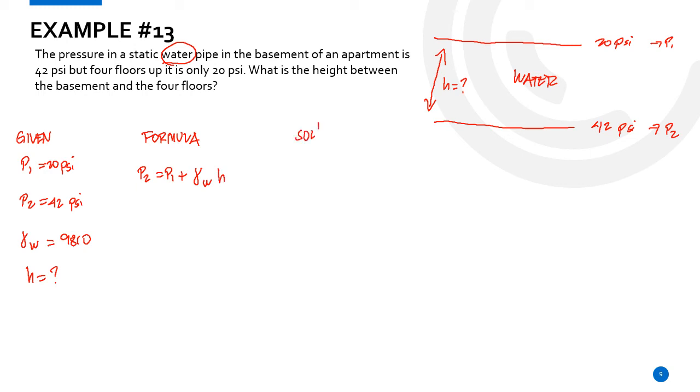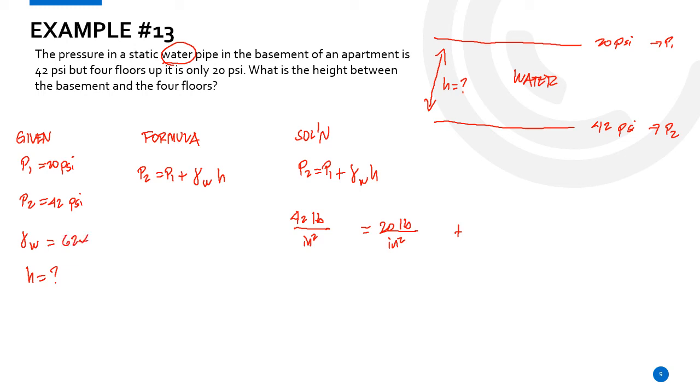Okay, solution. So P2 is equal to P1 plus specific weight ni water times height. So P2 na to which is 42 pounds per square inch, no? So 42 pounds per inch squared. So equals P1 na to is 20 pounds per inch squared yapon plus specific weight ni water nga dili na siya 9810 na, no? Kay naka PSI man ta.